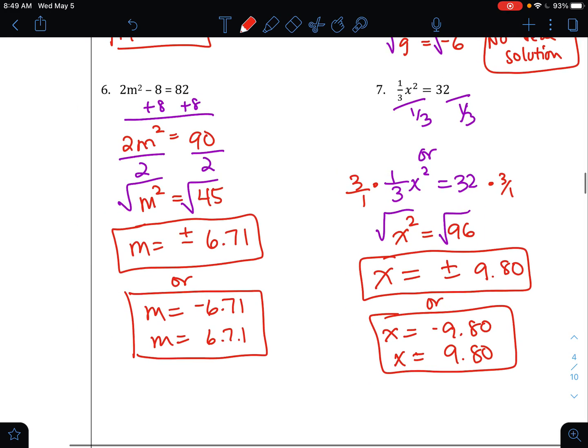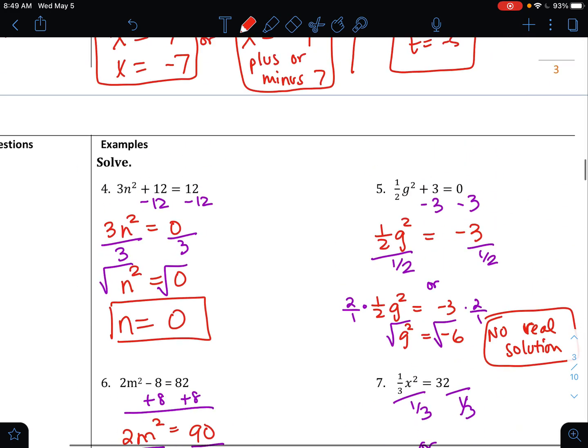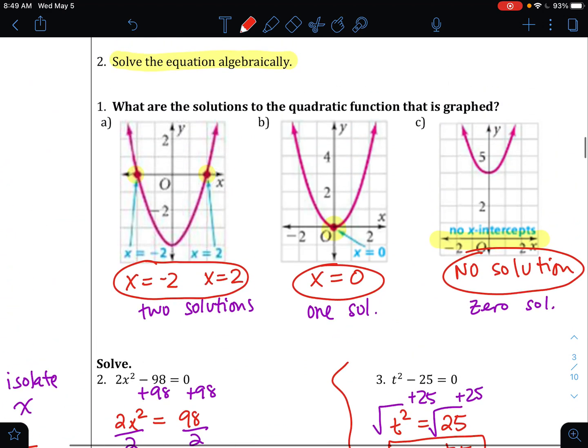Okay, that wraps up solving algebraically. And also if you have a graphical approach, you can see those solutions.